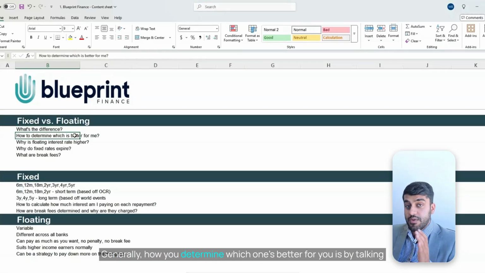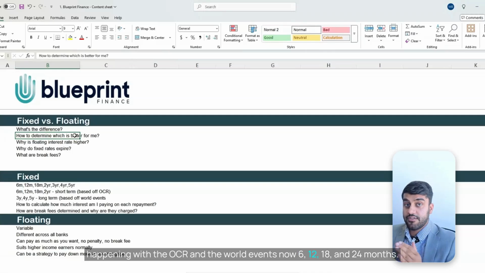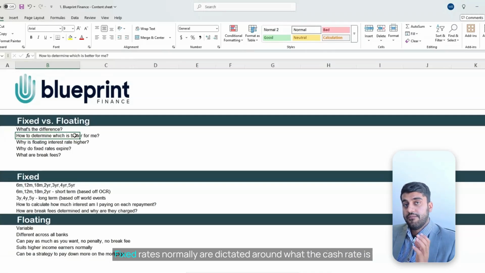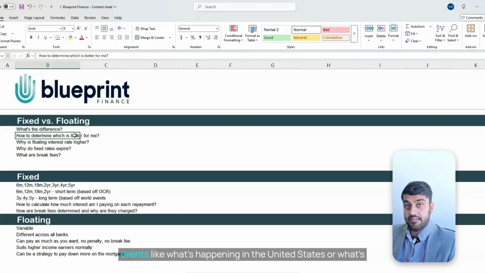Generally, how you determine which one's better for you is by talking to a mortgage advisor or perhaps being really knowledgeable on what is happening with the OCR and the world events. Now, 6, 12, 18, and 24 months fixed rates normally are dictated around what the cash rate is doing, whereas the 36, 48, and 60 month rate is based on world events like what's happening in the United States or what's happening around the world with wars, that sort of thing.